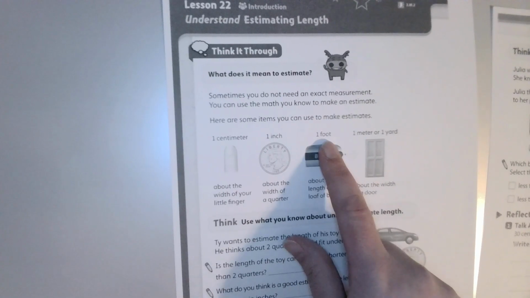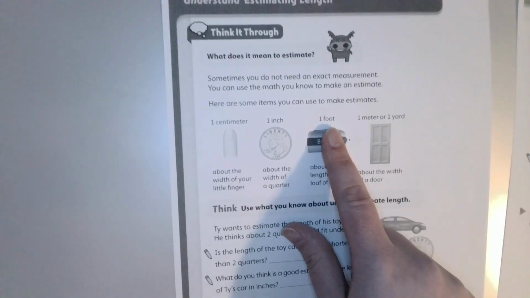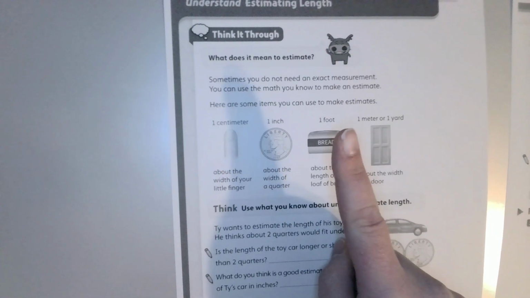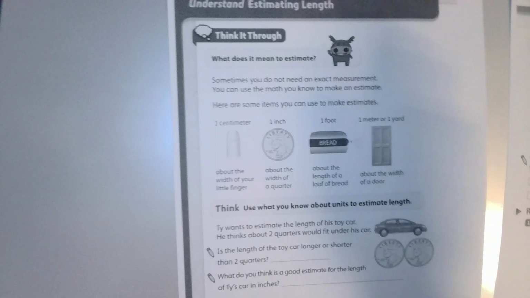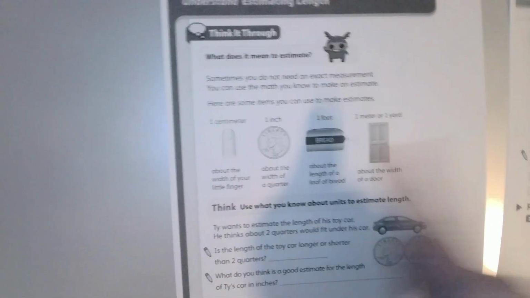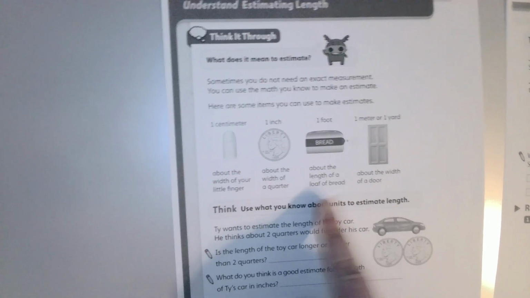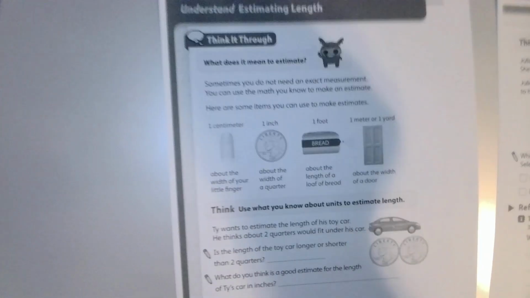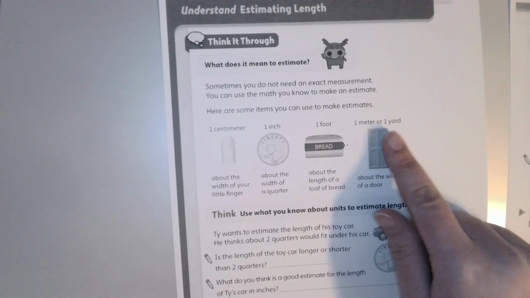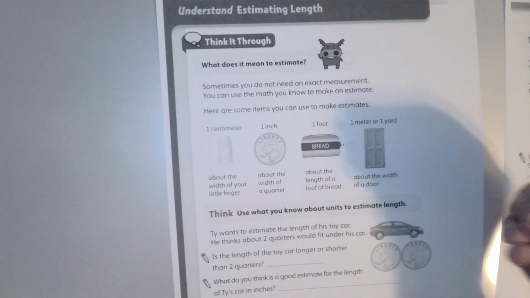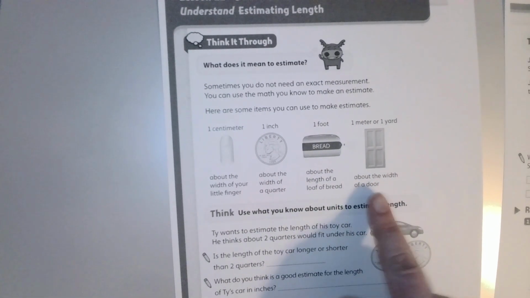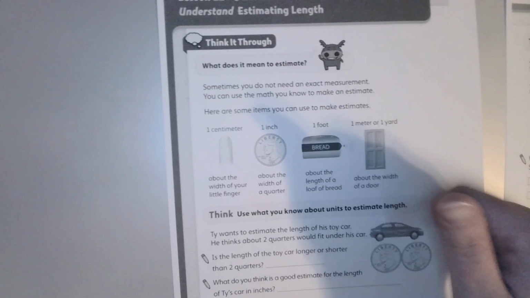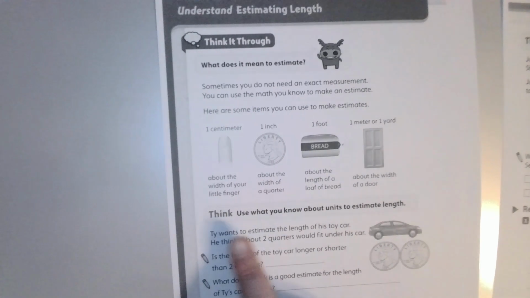Then you have bread, 1 foot. And we'll talk about this in a small group. 1 foot is the same as 1 whole ruler. So the length of 1 whole ruler is a foot. About the length of a loaf of bread. Okay, we've all seen a loaf of bread. 1 meter or 1 yard. If you've seen a yardstick, we have them in our room. It's about the width of a door. So this way on a door, not up and down, left to right.